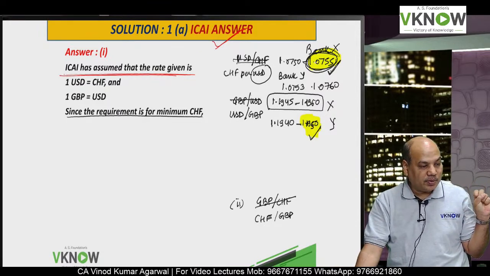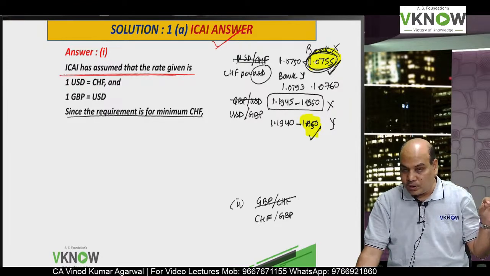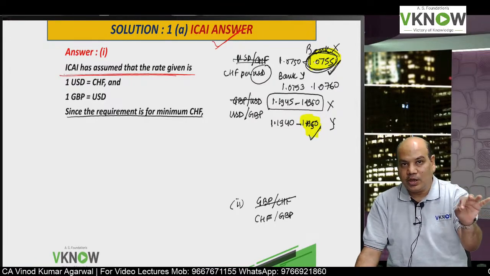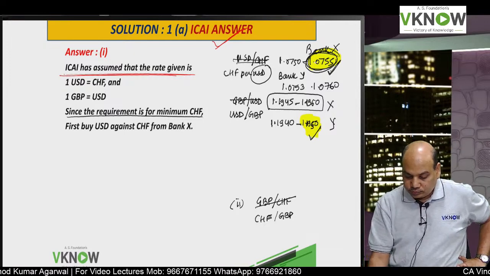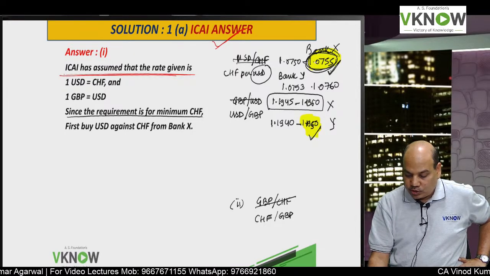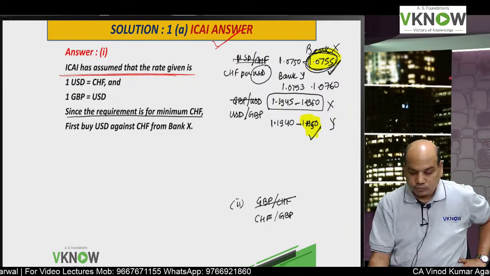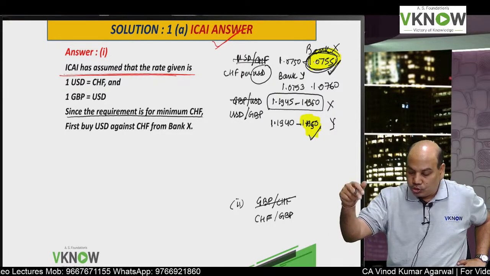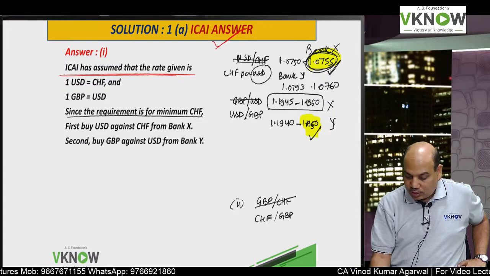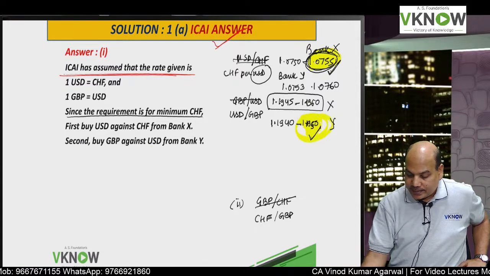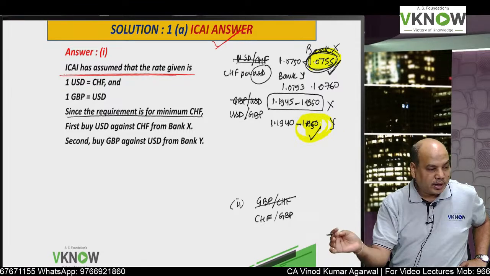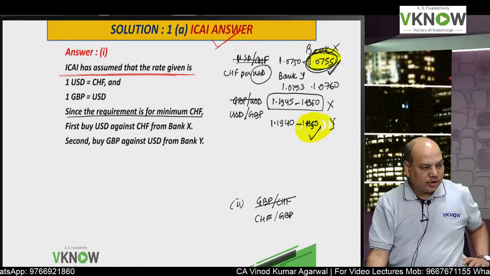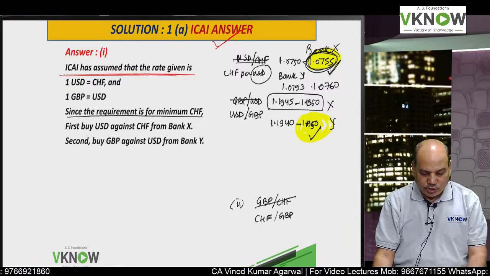So my strategy would be to buy dollars first from bank X, and using those dollars buy GBP from bank Y. So write down below, first buy USD against CHF from bank X, because you can see 1.0755 is lower than 1.0760, and second buy GBP against USD from bank Y, 1.1950 is lower than 1.1960. So this was a little difficult part, otherwise the question is easy.